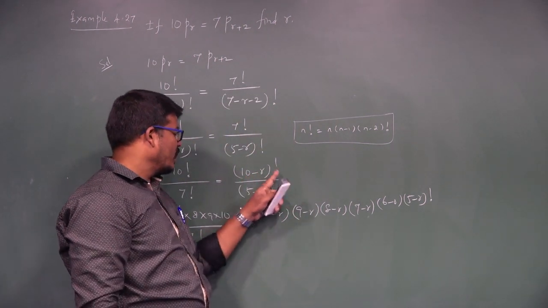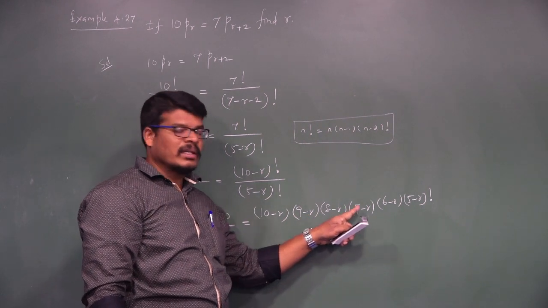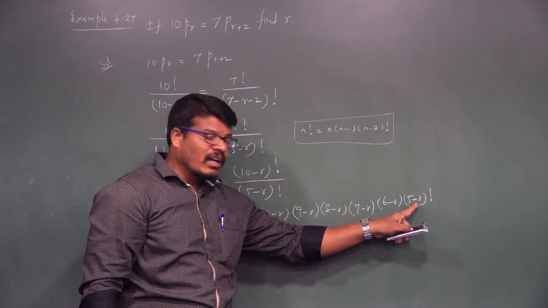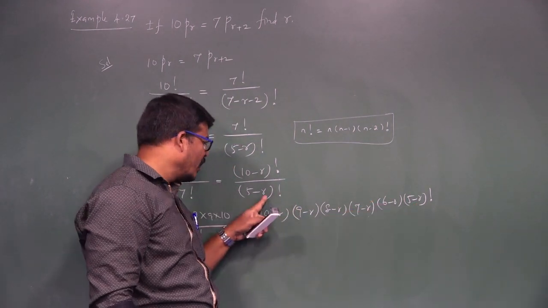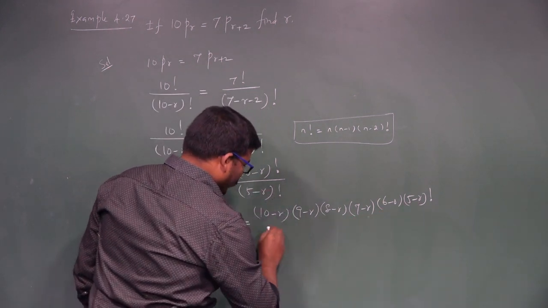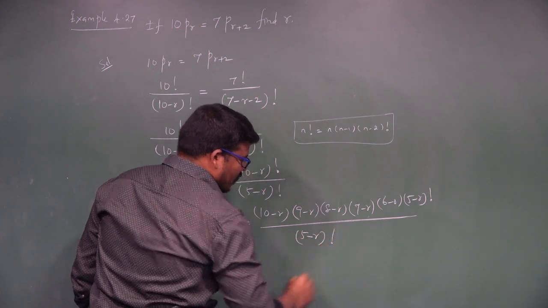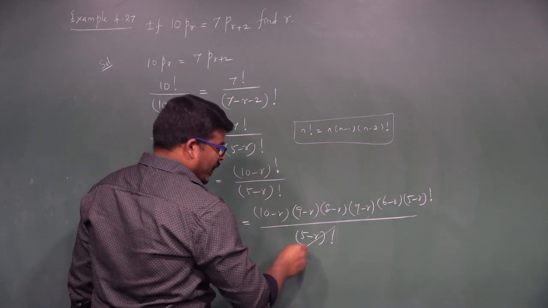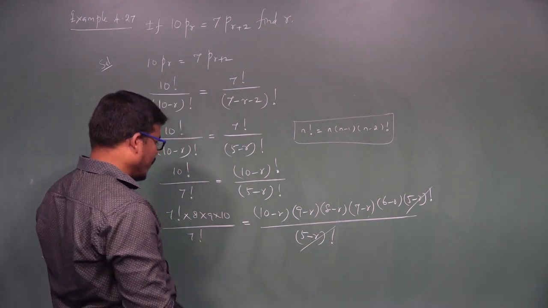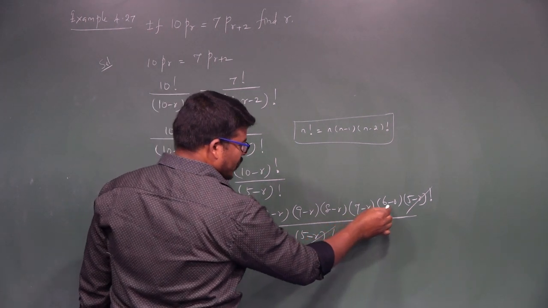Now (10 minus r) factorial is (10 minus r) into (9 minus r), (8 minus r), (7 minus r), (6 minus r), and (5 minus r) factorial. The denominator is (5 minus r) factorial, so the (5 minus r) factorial in numerator and denominator cancel. The remaining terms are (10 minus r), (9 minus r), (8 minus r), (7 minus r), and (6 minus r).